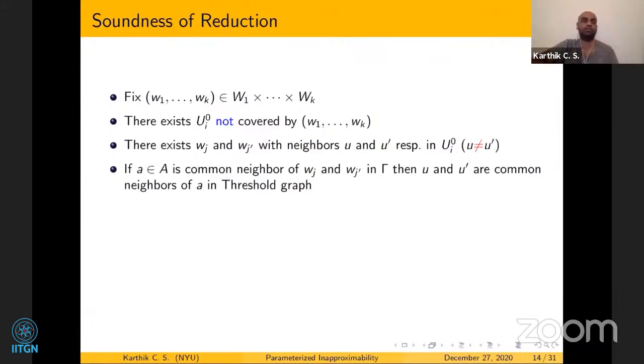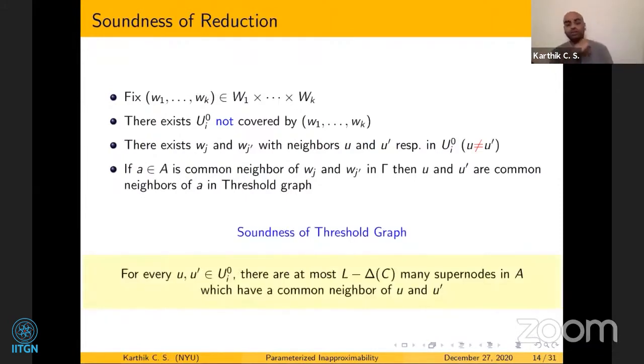This is by construction. And now we apply the soundness of the threshold graph: if U and U prime are in the same supernode Ui, but they both have an edge, a common neighbor in A, then the number of such supernodes for which this is true is at most L minus the distance of the code. And remember that the distance of the code for random binary strings we just saw was L over 4. So this is at most 3L over 4 of the fraction of the supernodes of the new instance.